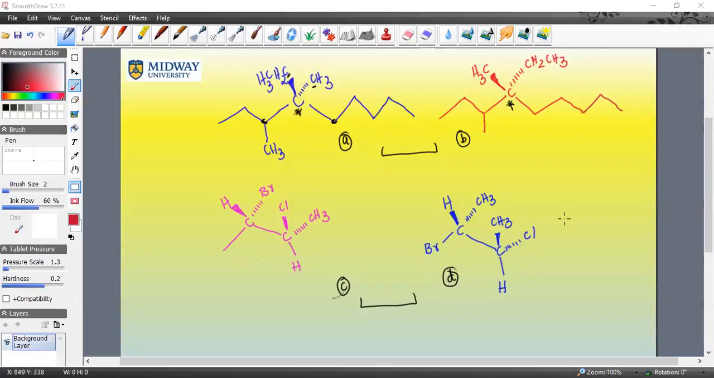Welcome back. As promised, I am going to work you through two sets of compounds. I'm not going to tell you whether they are enantiomers, diastereomers, or identical to start. That's our job to figure out as we work this problem out.